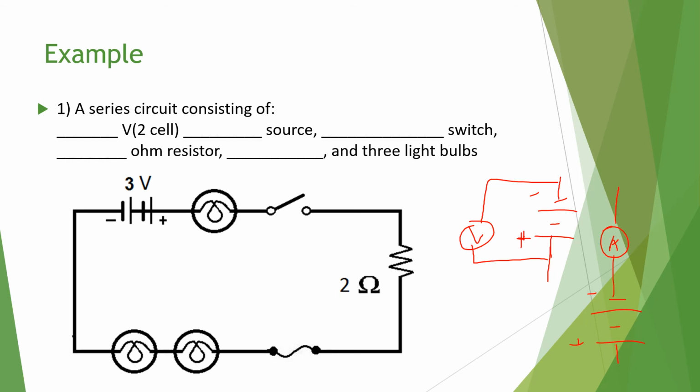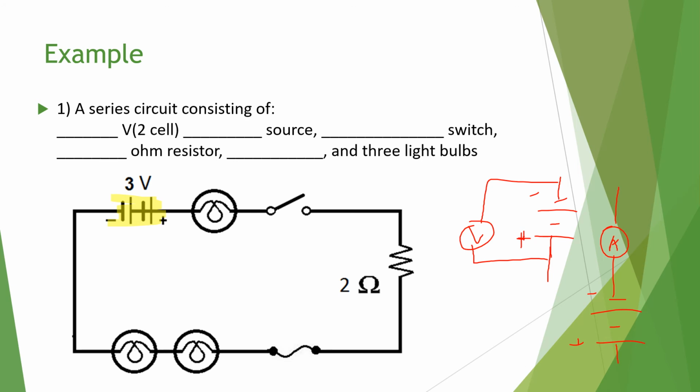Okay, so we have an example here. It says a series circuit consisting of. So we're going to fill in the blanks here. We're going to look at the schematic diagram. We need to remember our symbols and what they mean, and we're going to fill in the missing pieces of information. So it says here, blank volt, 2 cell. This is talking about the energy source. So we have to look at our energy source symbol, which is right here. We know that a battery is made up of 2 cells, so we have 2 cells here.